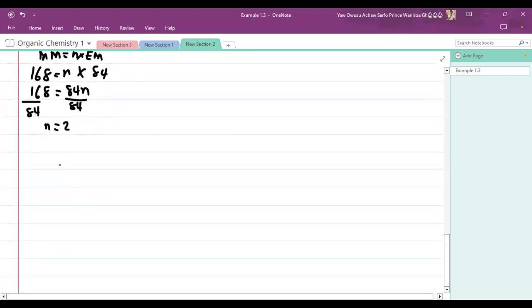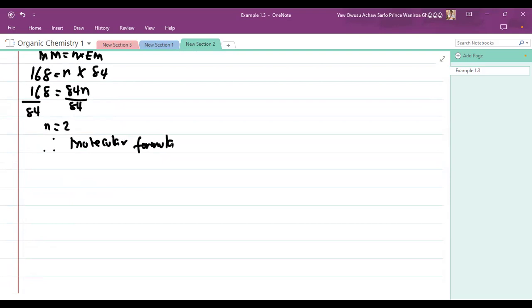Therefore, the molecular formula will be equal to 2 times the empirical formula, C4H4S, and then you will arrive at C, 2 times 4 is 8, H, 2 times 4 is another 8, and S is 2. So this is our molecular formula.